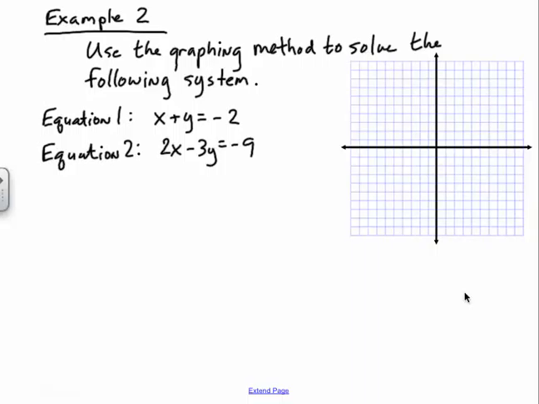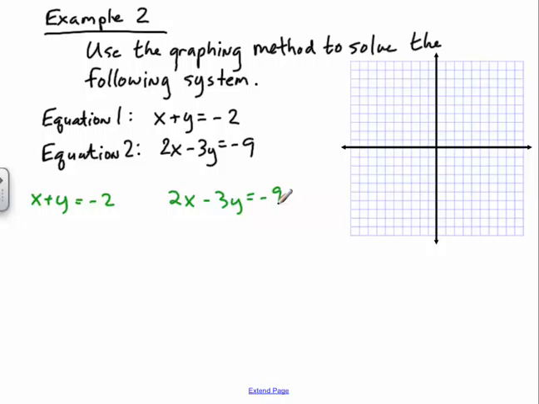Okay, guys, now this example says use the graphing method to solve the following system. Okay, now I'm going to do my best here. I've got these two equations, x plus y is equal to -2 and 2x minus 3y is equal to -9.